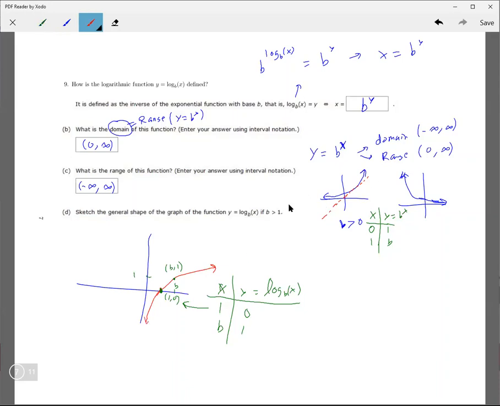And so here, the x-axis is a horizontal asymptote for the exponential function. Here, the y-axis is a vertical asymptote for the logarithmic function.